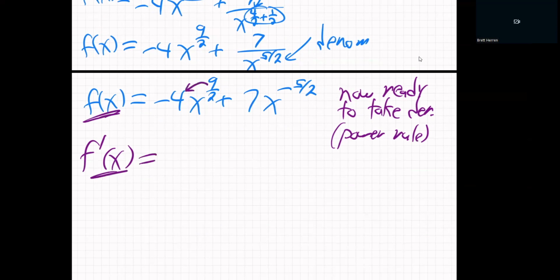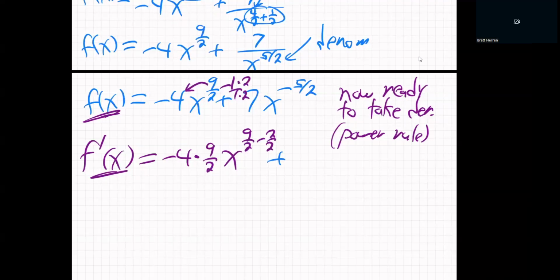This comes and multiplies here. So minus 4 times 9 halves, and then you what? Subtract 1 from the power. How do you do that? Well, that's 2 halves. 1 over 1, multiply top and bottom by 2. That's 2 halves. That's a fancy 1, right?